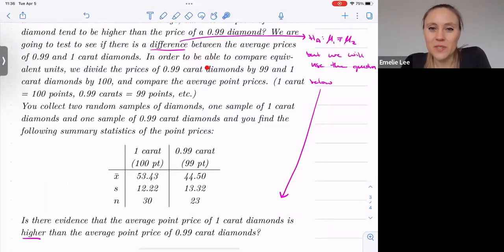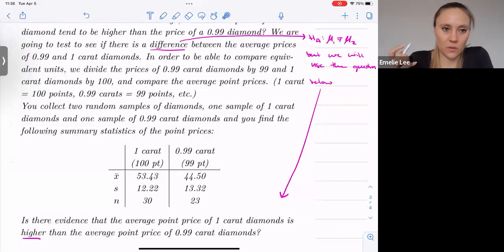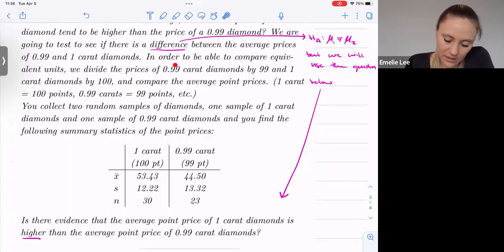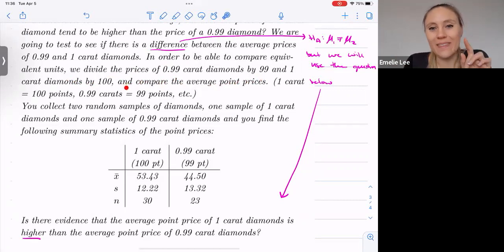So sometimes we need to manipulate our data a little bit, okay? And here it gets a little bit weird, but it's really just so we're not dealing with tiny, tiny values, right? So what we do is we're going to compare equivalent units, of course. We're going to divide the prices of the 0.99 carat diamonds by 99 and 1 carat diamonds by 100, and then we're going to have point prices.